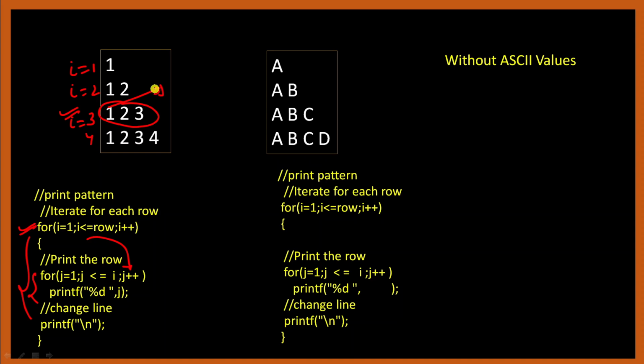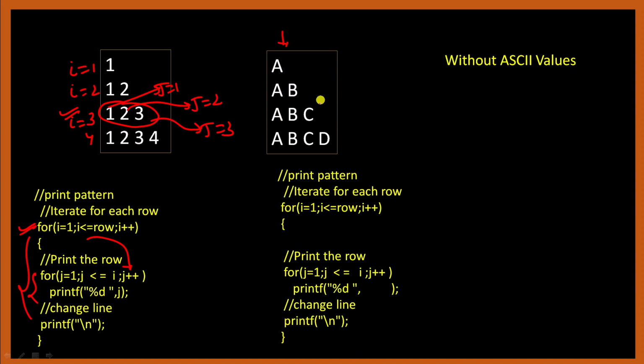So this will be j equal to 1, here j equal to 2, and here j equal to 3, and the same j values we are using to print this 1 2 3, right? Now here we do not have to print the ASCII values. Oh sorry, we do not have to print the digits. We have to print the characters, right? A, A B, A B C, A B C D.